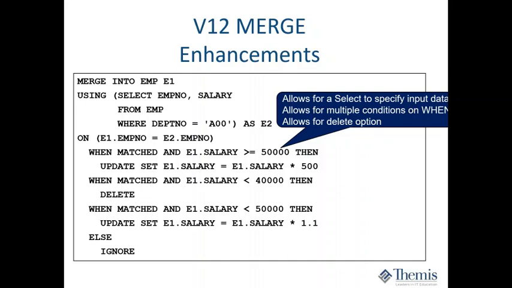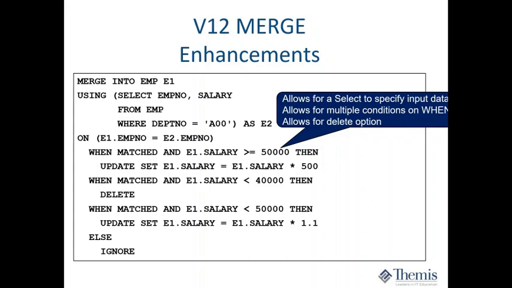When matched and salary is less than 50,000, then they get a 10% raise, it looks like. Now, there's something important to note here too, right? These are not necessarily mutually exclusive, right? If my salary is less than 40,000, it's also less than 50,000, which makes up the last two when clauses. But it's going to hit the first one that it meets the criteria for. So in other words, if I'm less than 40,000, I'm going to hit the first one and be deleted.